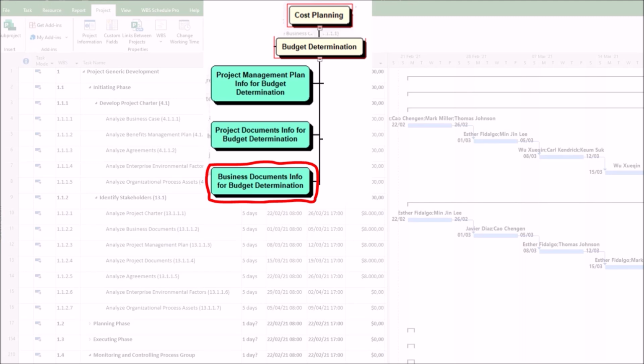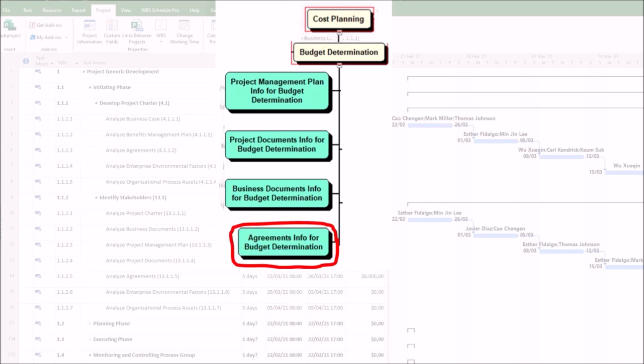As a final message, a poor business documents analysis corrupts the entire budget foundation, leading to cost overruns, misallocations, and even project cancellation. A rigorous upfront analysis is non-negotiable for PMBOK-aligned budgeting.